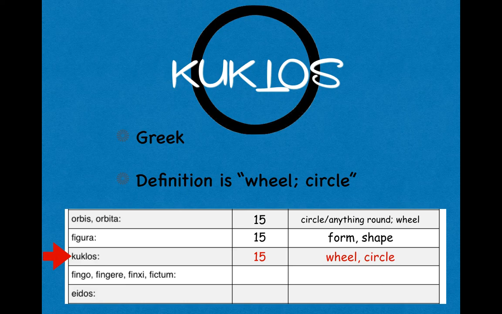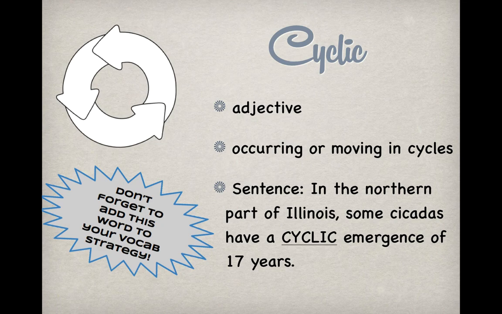Two last words that use this root. The first is cyclic. This is an adjective, and it means occurring or moving in cycles. So cyclic means moving in cycles. It kind of makes sense because cycles and cyclic look very similar, so hopefully that'll help you to remember the definition. The sentence on your screen reads, in the northern part of Illinois, some cicadas have a cyclic emergence of 17 years, meaning every 17 years the cicadas emerge. It's occurring in a cycle.